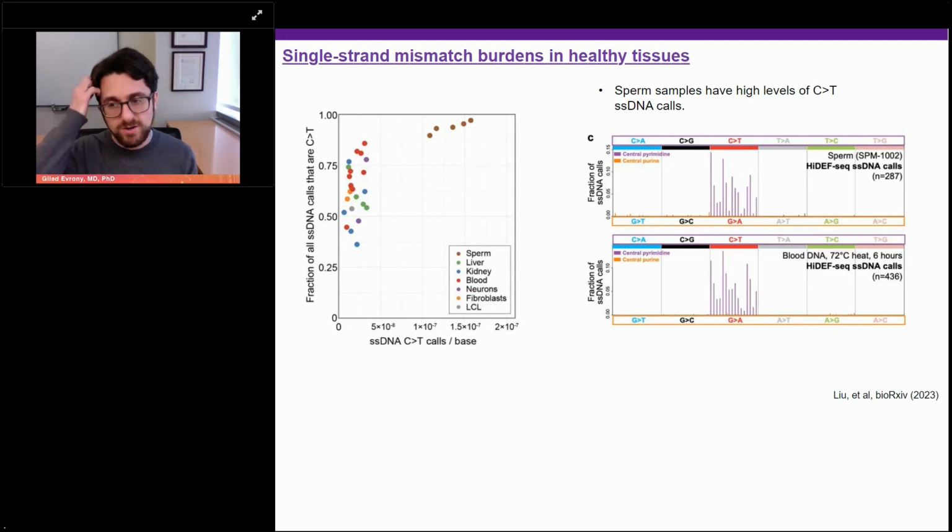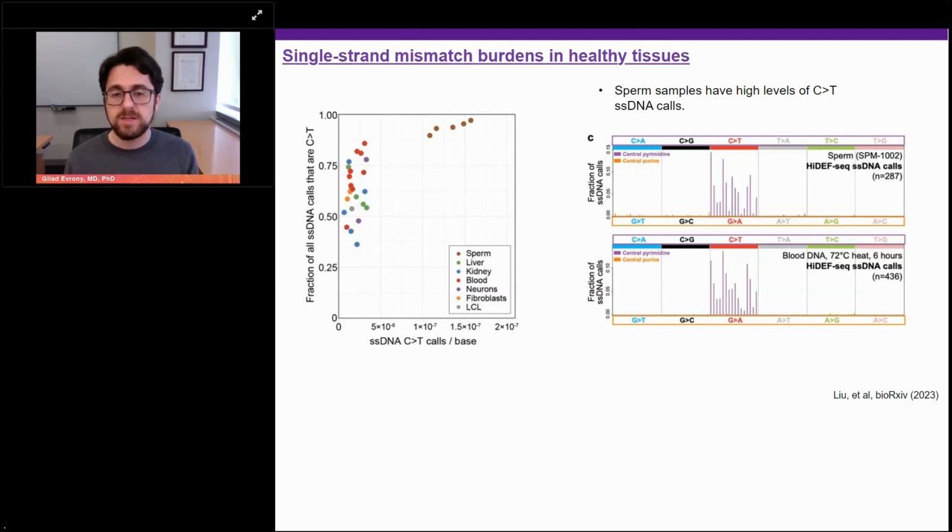You can see here the pattern at the top of these single-strand calls in sperm, which actually matches the pattern that we saw when we simply damaged DNA by heating it. So heating up DNA has always been known to cause cytosine deamination damage, and now for the first time we can actually see the pattern of that damage directly and find that it matches an endogenous form of C to T calls in sperm, suggesting that these sperm actually harbor cytosine deamination at a high level.